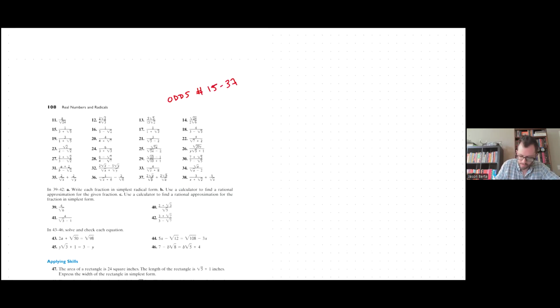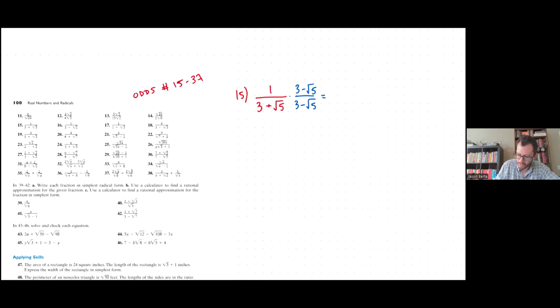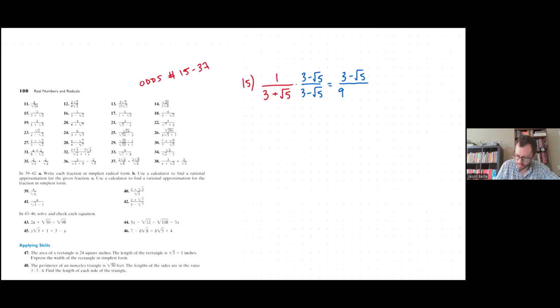15 is this. We've got 1 over 3 plus the square root of 5. I want to rationalize that. So I'm going to multiply it by 3 minus the square root of 5 over itself. What do I get when I do that? Well, the top will stay the same, right? Because it's 1 times that. And the bottom, I'm going to get 9 minus 3 times the square root of 5.